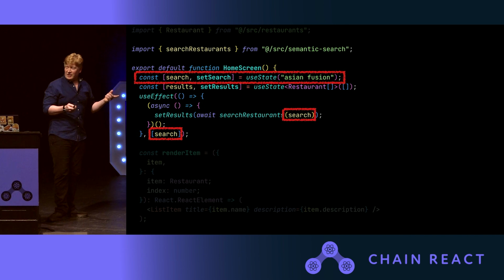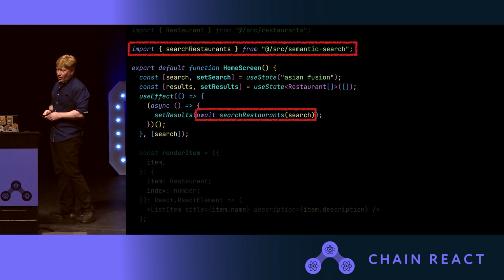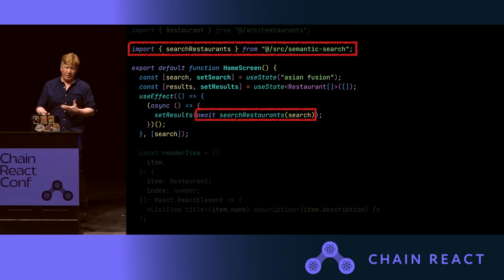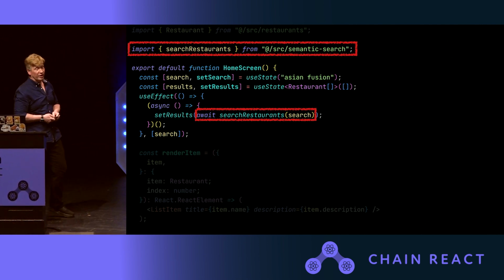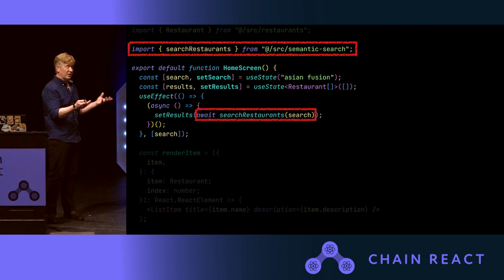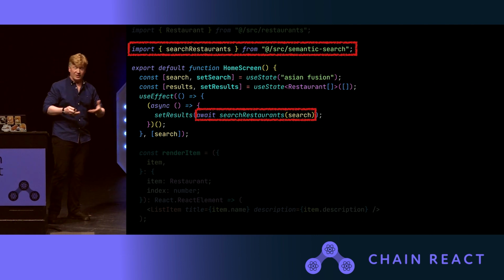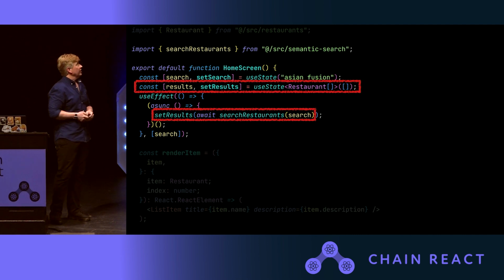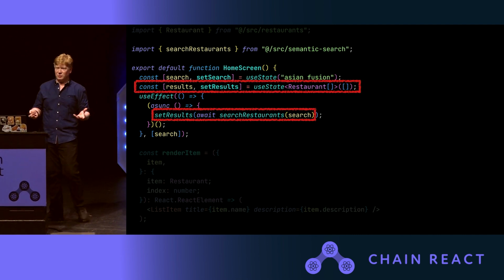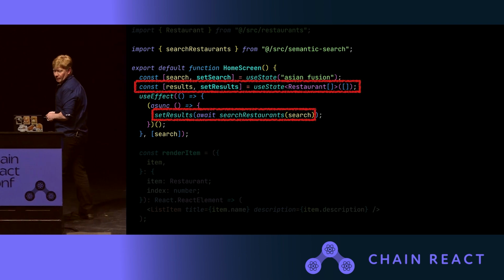Okay, so I'm going to use useState. I'll start it off with Asian Fusion, and then I'll use a useEffect, and anytime I make a change, I'll call my search restaurants function that I just created. Of course, again, you can just download this code and try it for yourself on your own data. We'll give it our search index, and then we'll get back our results. So we'll then put it into another useState. This all seems familiar, right? React Native is not all that different.